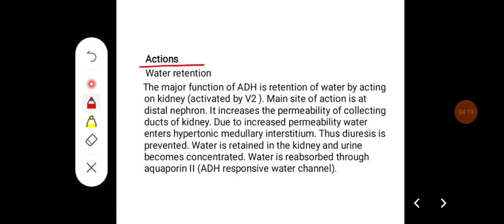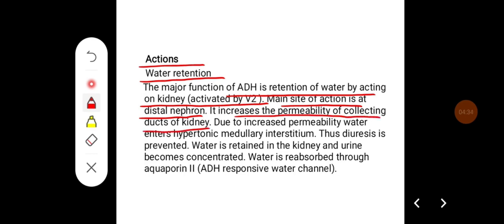The actions of vasopressin are important for water retention. The major function of ADH is retention of water by acting on the kidney through the V2 receptors. The main site of action is at the distal nephron. It increases the permeability of the collecting ducts of the kidney.